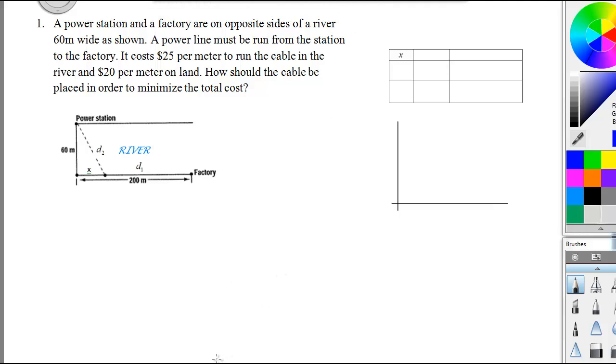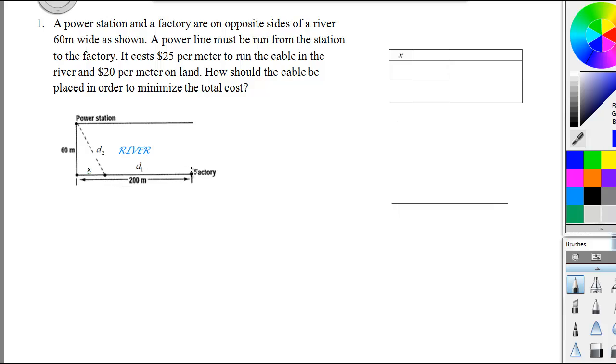This is cables problem number 1, and it involves a power station and a factory and trying to find the optimal cost for laying a cable from the factory to the power station. It involves the cost of $25 per meter to run the cable under the river and $20 per meter to run the cable along the land.